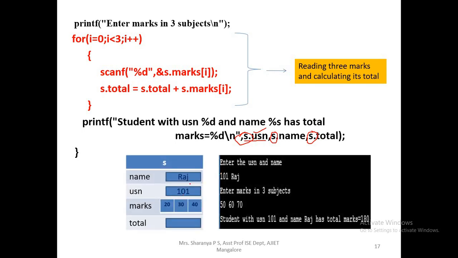And this is how we can refer to the program which will compute the marks and then calculate the total. If we look into this, we stored Raj, 101 and marks as 20, 30 and 40. Finally, it will display the calculated value along with the USN, name and total marks. Student with USN 101 and name Raj has total marks of 180. This is how it will be printed.